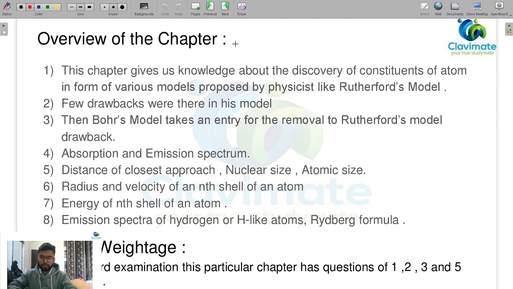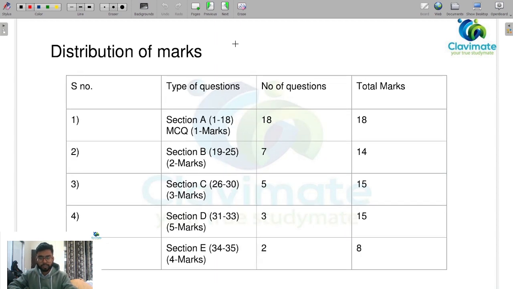In the board exams, this chapter has got questions of 1, 2, 3, and 5 marks. And this is an overview of a chapter. No, sorry, not overview of a chapter. It's an overview of a distribution of marks, how the marks will be distributed in your board exams.